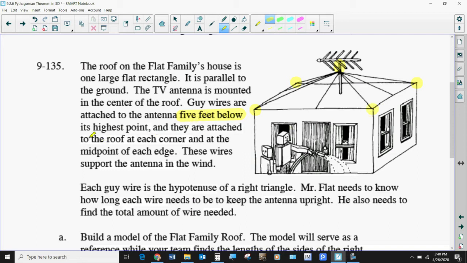They're attached at each corner. These wires support the antenna in the wind. Each guy wire is the hypotenuse of a right triangle. Mr. Flat needs to know how long each wire needs to be to keep the antenna upright. He also needs to find the total amount of wire that he needs.